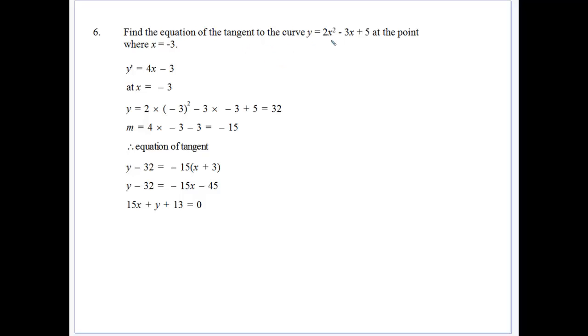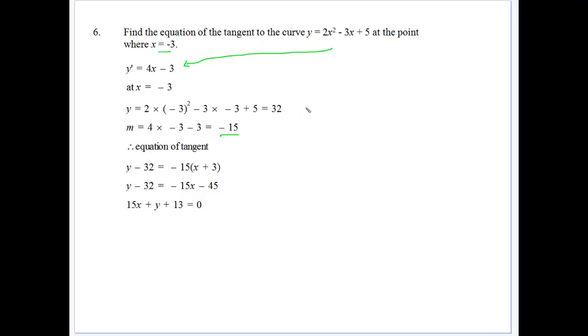We've got a curve here, 2x squared minus 3x plus 5, with x equals minus 3. Again, derive the function there. And then at x equals minus 3, we get our y coordinate by substituting it back in there. We sub our x coordinate into the derivative function to get our gradient.